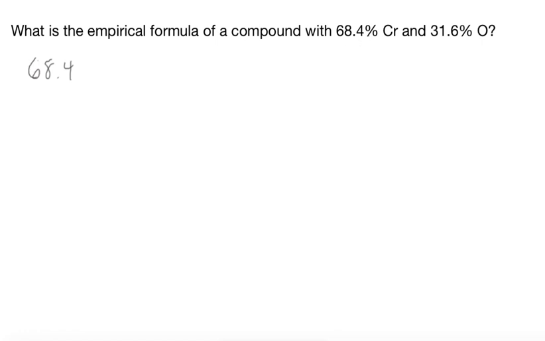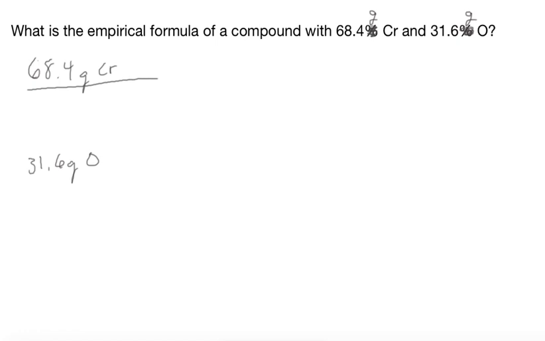68.4%. Now remember, we're going to assume a 100 gram sample in these problems, and the reason why is 68.4% of 100 grams is 68.4 grams. So by assuming a 100 gram sample, you can essentially take this percentage and turn it into a gram, and the same thing for this. So when we assume a 100 gram sample, these percentages now turn into grams. So I have 68.4 grams of chromium, and I have 31.6%, oops, not percent, grams of oxygen.